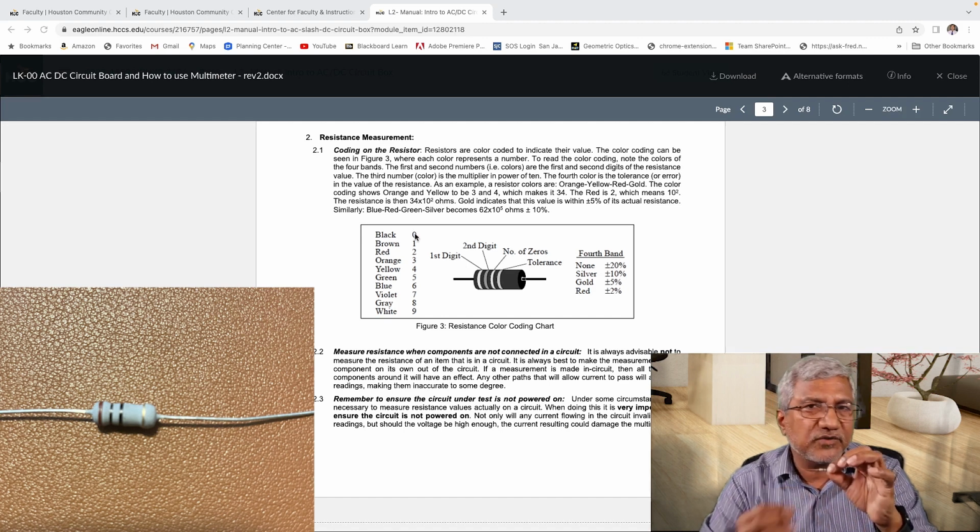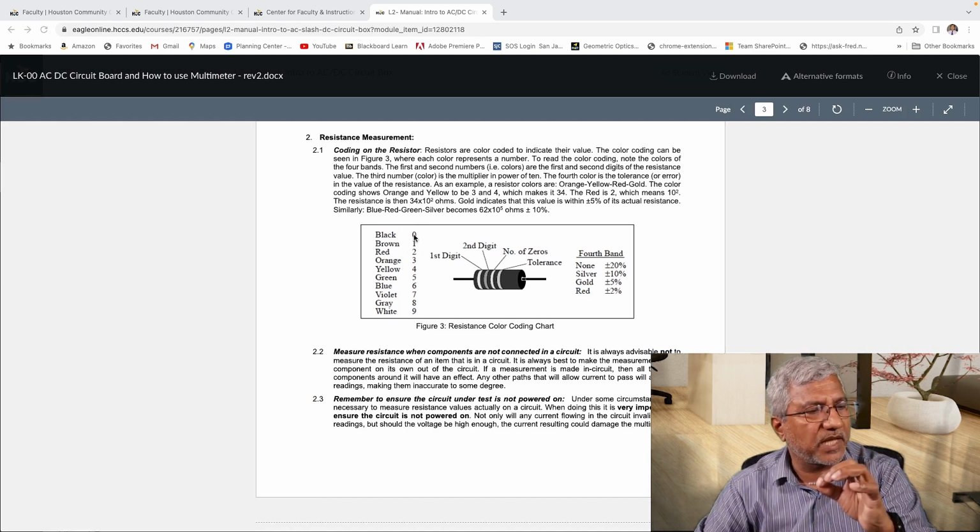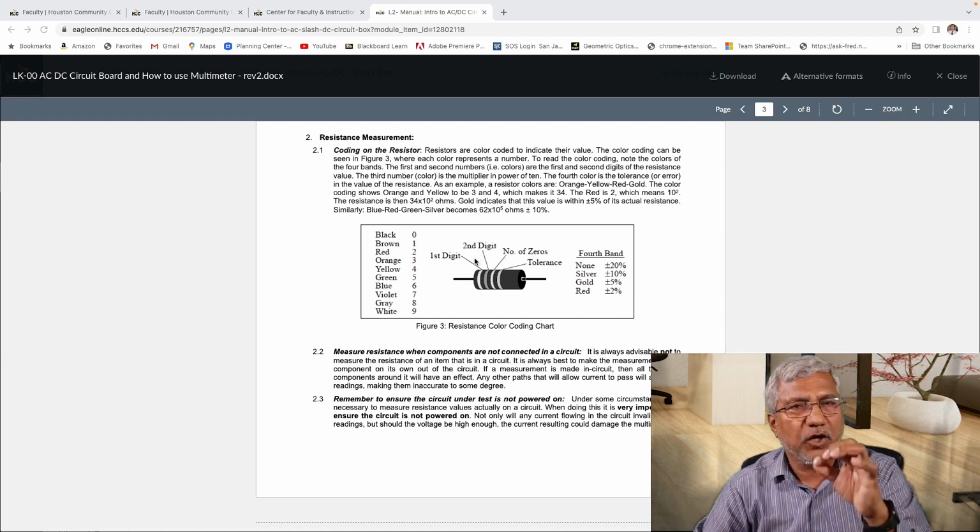So the value of this resistance is just 10 ohms, because the first digit was brown, which is 1, and the second digit is black, which is a 0. Now for the third digit, you put that many zeros. Since the third digit was black, you put no zero, so that's 10 ohms.